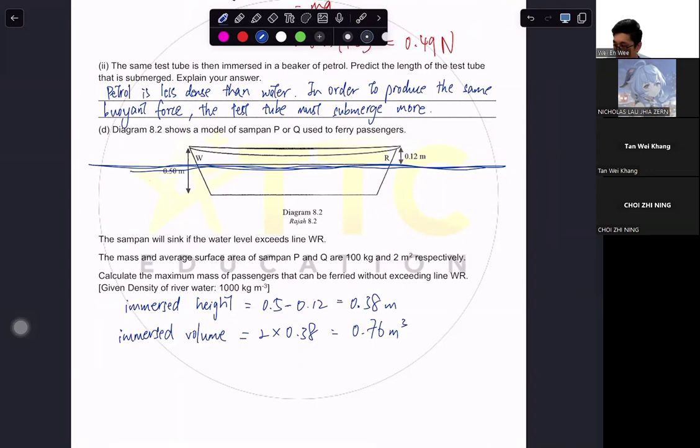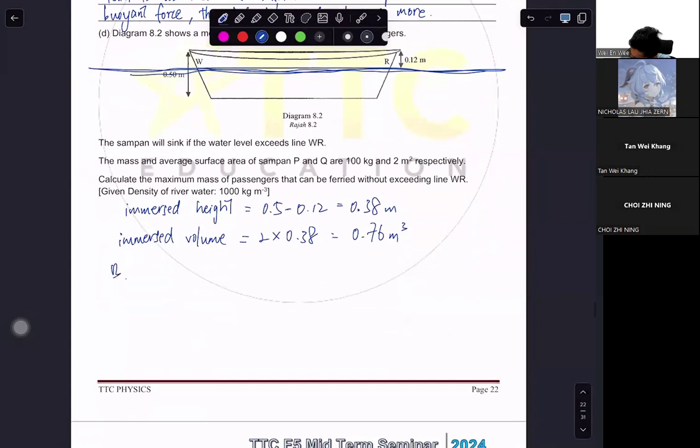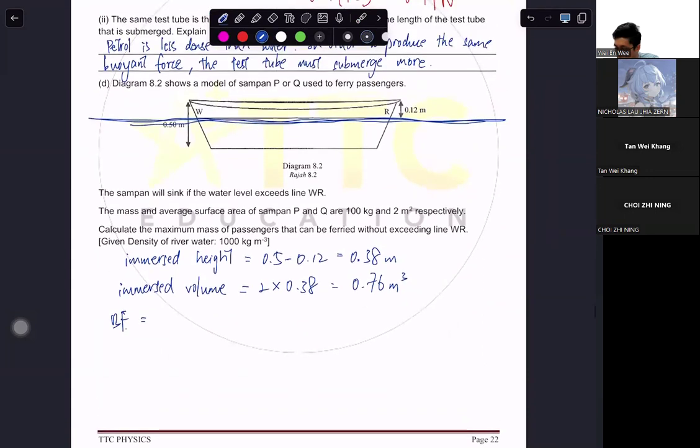Anyone don't understand what I'm doing? Just until here. Anyone don't understand what I'm doing now? Okay, next one. I want to know what is the buoyant force now? What is the buoyant force when the boat is this submerged inside?